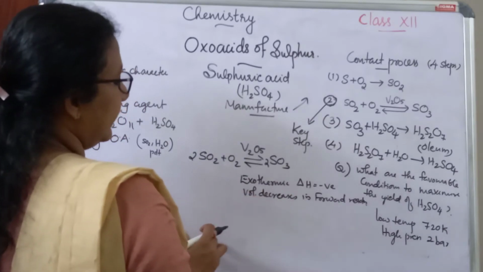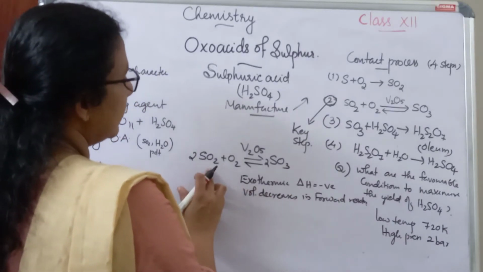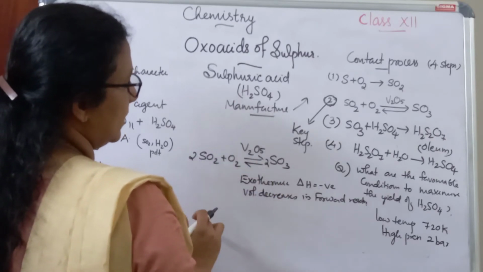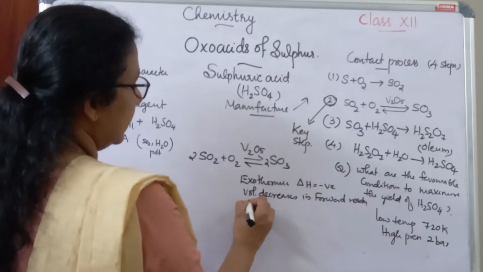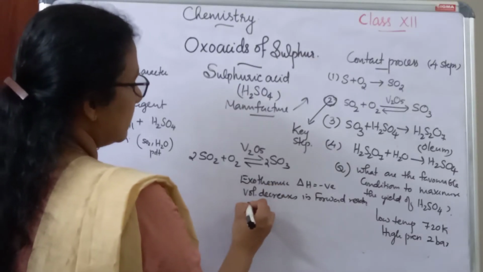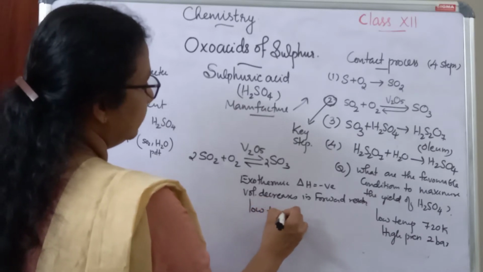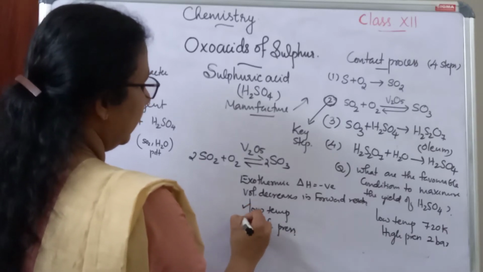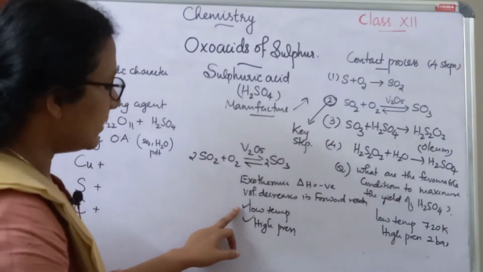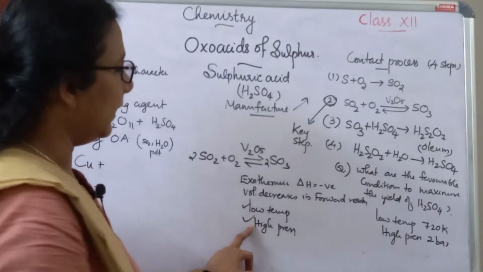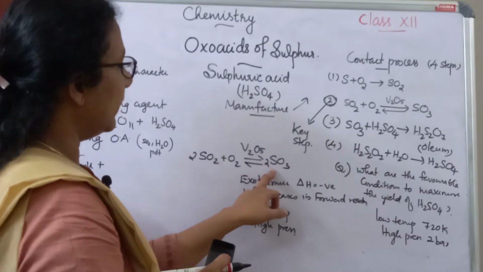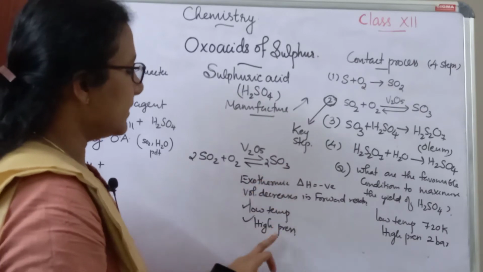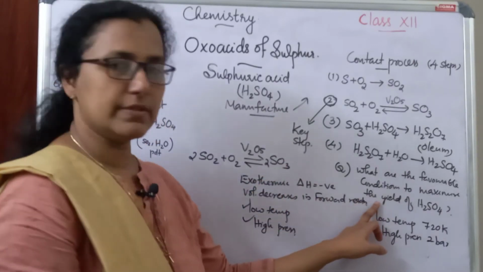So according to Le Chatelier's principle, in order to maximize the yield or to increase the rate of reaction, we have to apply certain conditions, that is low temperature and high pressure. These two conditions have to be applied in order to increase the rate of reaction in the second step. Since it is a key step, we have to apply conditions to maximize the yield of sulfuric acid.